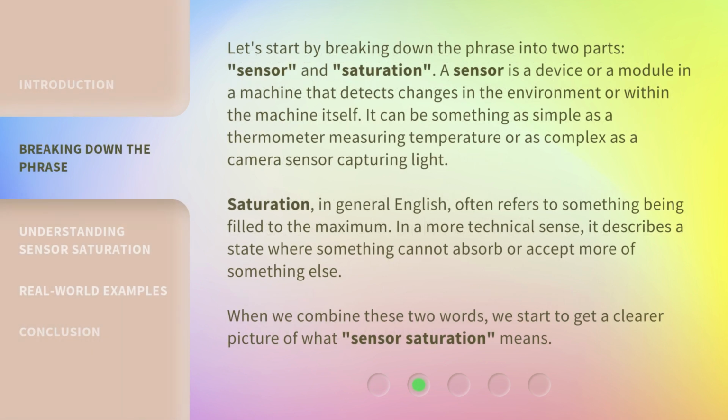Let's start by breaking down the phrase into two parts, sensor and saturation. A sensor is a device or a module in a machine that detects changes in the environment or within the machine itself. It can be something as simple as a thermometer measuring temperature or as complex as a camera sensor capturing light. Saturation, in general English, often refers to something being filled to the maximum. In a more technical sense, it describes a state where something cannot absorb or accept more of something else. When we combine these two words, we start to get a clearer picture of what sensor saturation means.